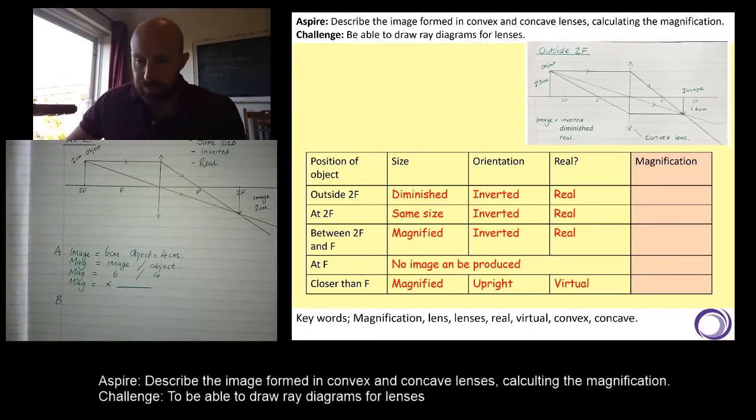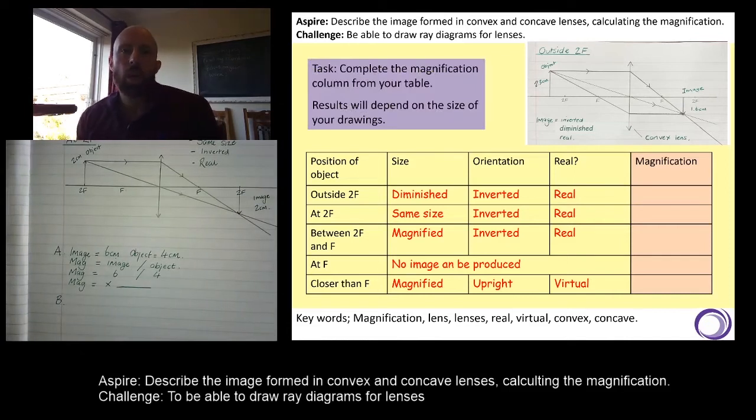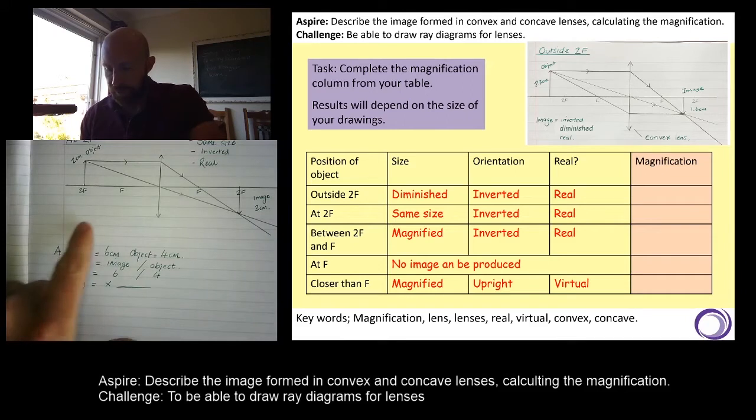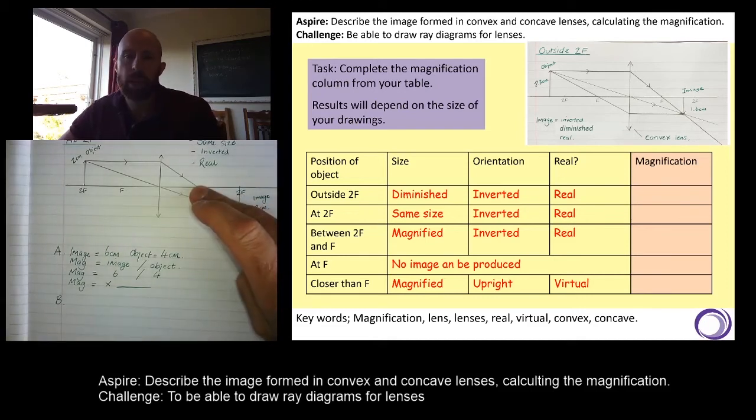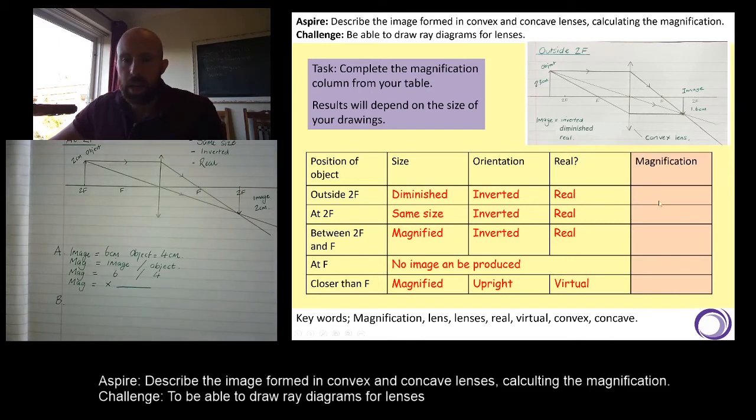Okay. So what we need to do now is use this skill that we've just learnt and put it into the context of what we've just been doing. You have already drawn all of your ray diagrams. So go back to your table, this one here, and look back at your ray diagrams, look at the image size.